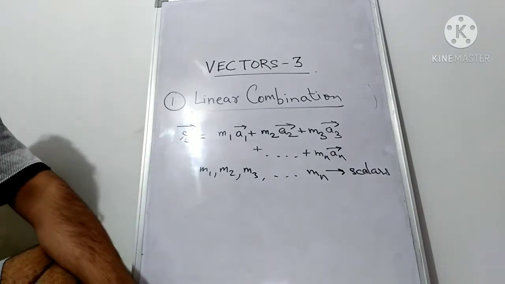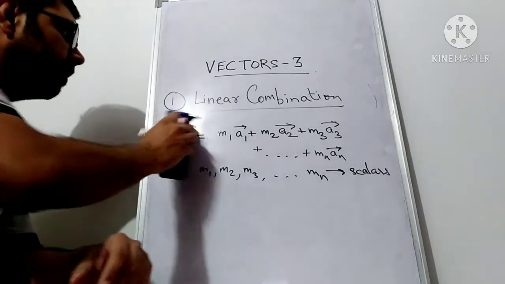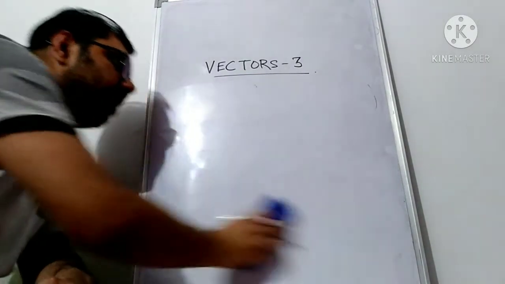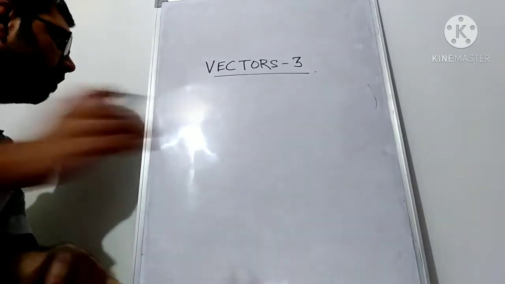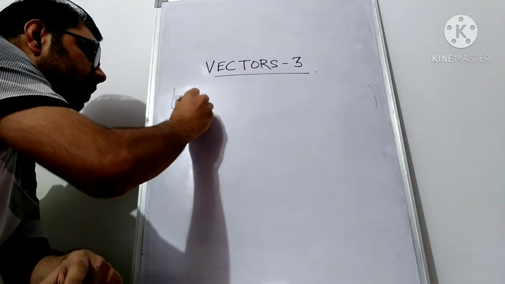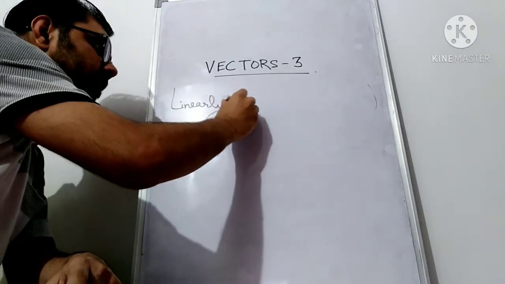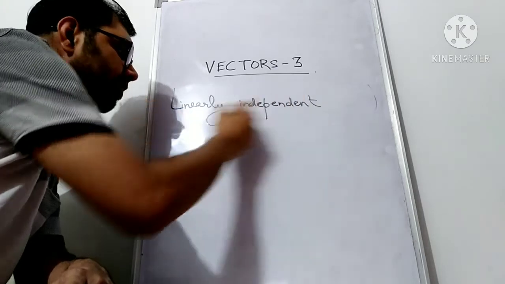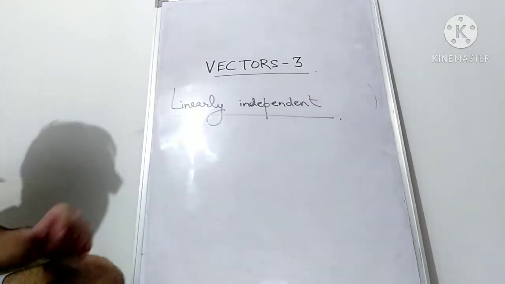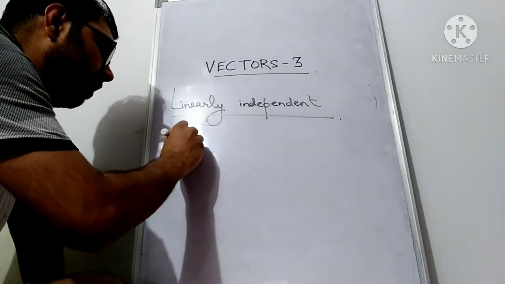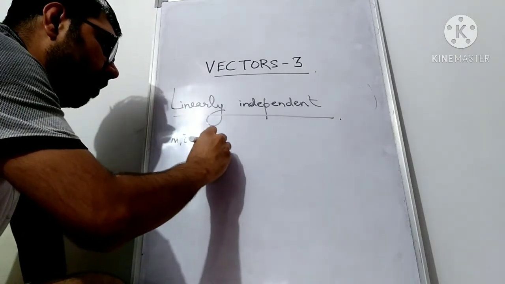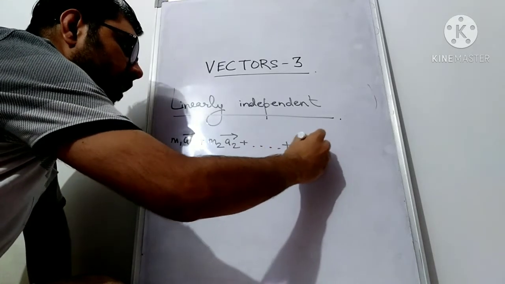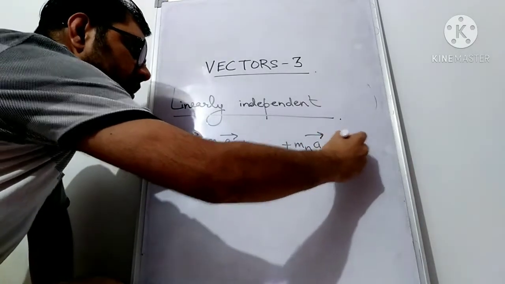Then there come two other topics: linearly dependent and linearly independent. First of all, linearly independent. Suppose we have this expression m1 into a1 vector plus m2 into a2 vector, up till mn into an vector. So this is equal to 0.